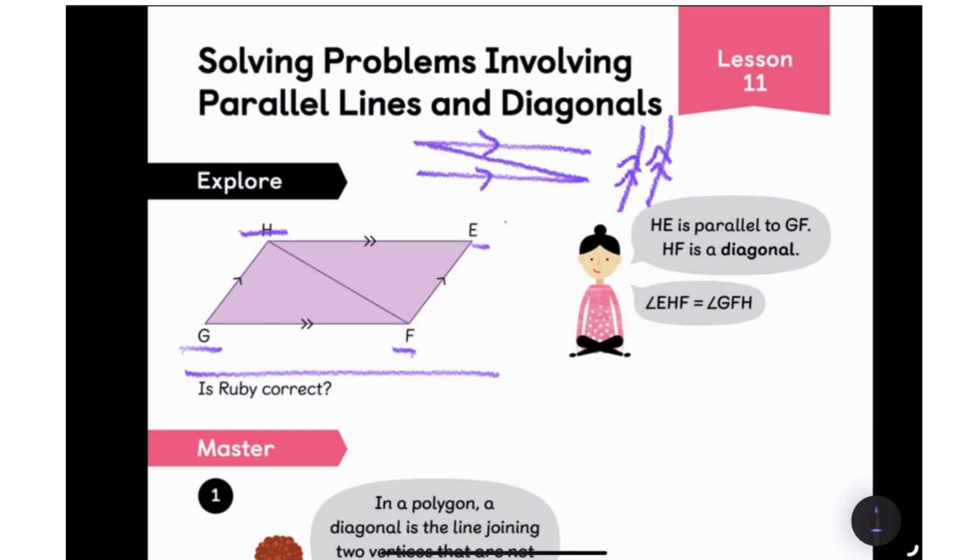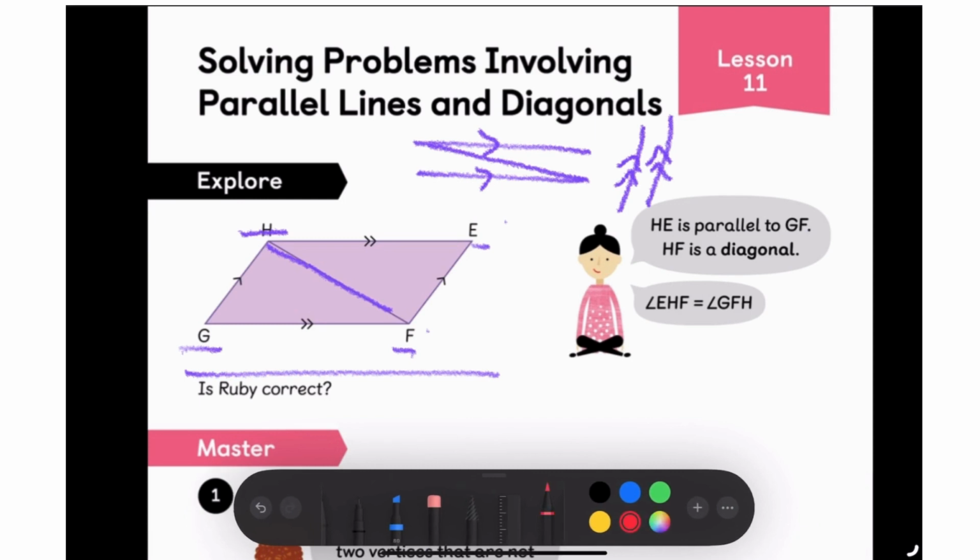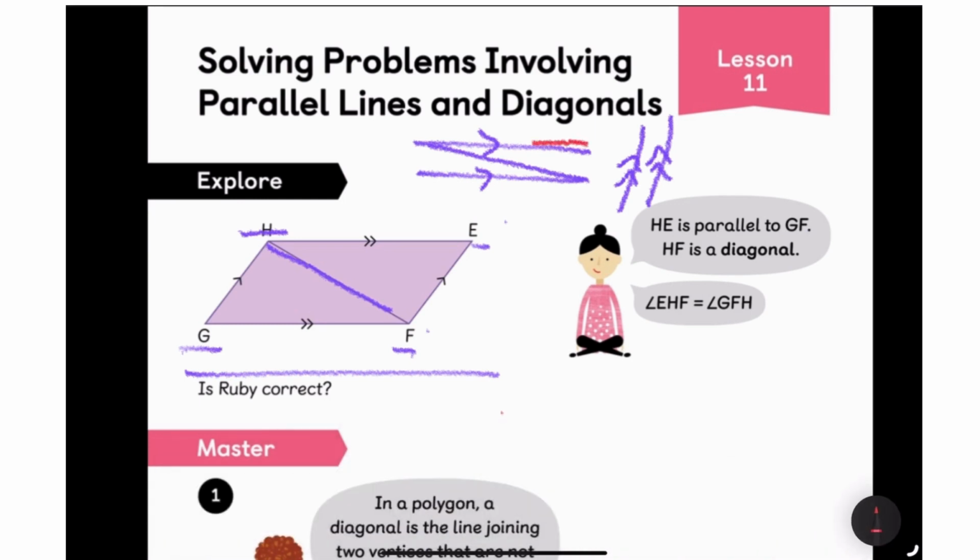Therefore, they are saying angle EHF is equal to angle GFH. Apparently, it's right. So, if you see, let me change the color and explain. They are saying that this angle is equal to this angle. All right. Therefore, this is how I will talk about the equal angles.